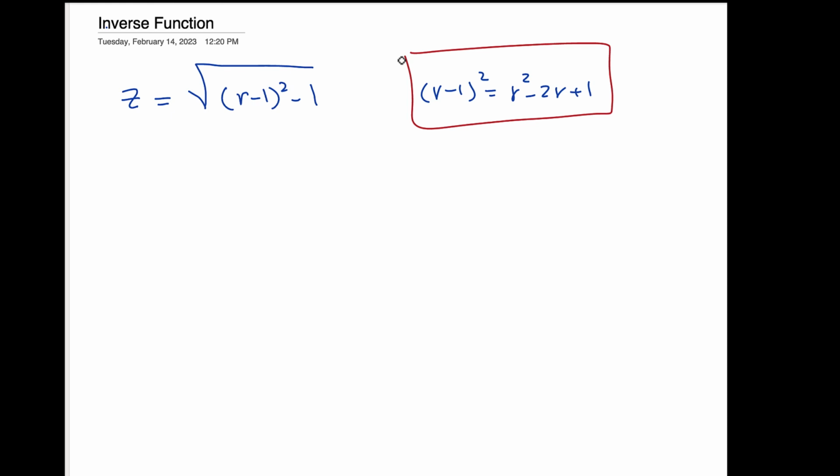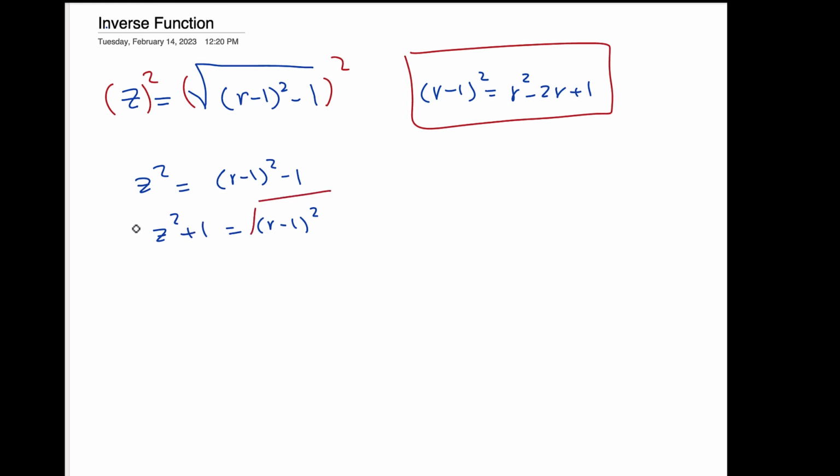And how do I solve for r? First of all, I raise everything to the power 2 to get rid of the square root, and I get z squared is equal to (r minus 1) to the power 2 minus 1. Then I try to isolate r as much as I can, so I add 1 to both sides. Now that I'm at this point, I want to take the square root of both sides. And z squared plus 1 is always positive, so that's a nice thing.